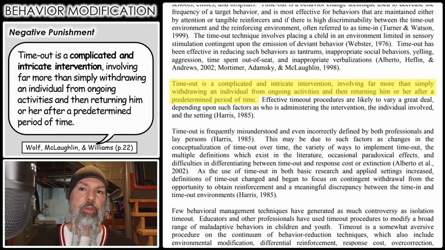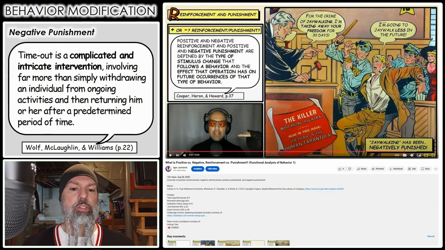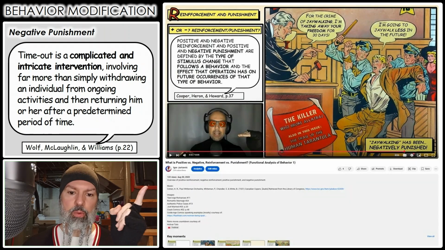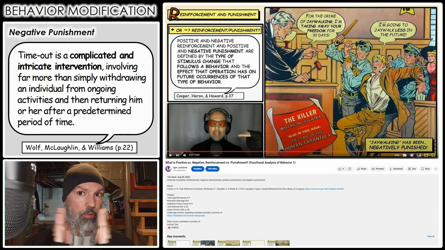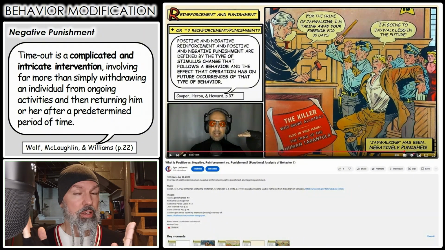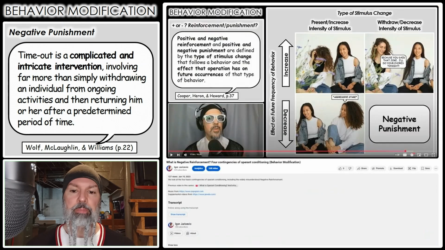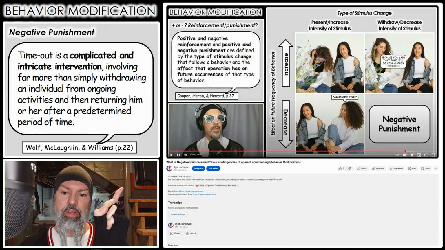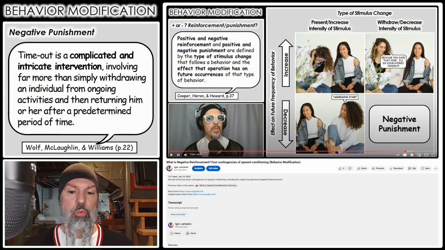If you need a brief overview of negative punishment in general, you can check out this video right here: What is positive, negative reinforcement versus punishment? That'll give you a brief overview of the four basic types of contingencies, of which negative punishment is one. And if you also need a deeper dive into it, you can check out this video right here, which covers mostly negative reinforcement, but also focuses on negative punishment as well.